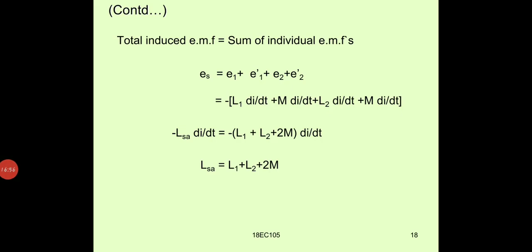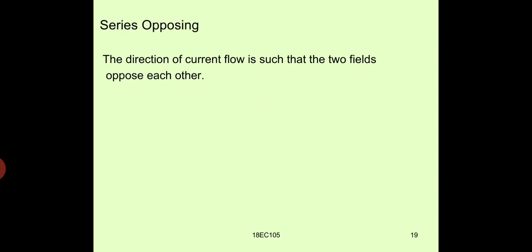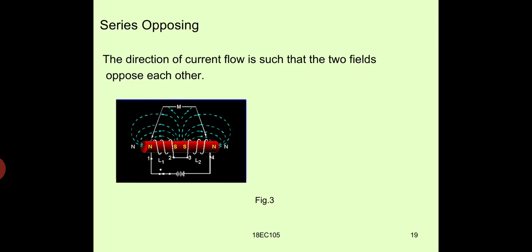Now series opposing. Here we have seen series aiding, so you got it properly. Now the next case is one wherein the combination is in series, but the current direction is such that the two fields will be opposing each other. Now let us see this figure. So the two fields are opposing each other as you can see in the figure. So the north and south, again the south.